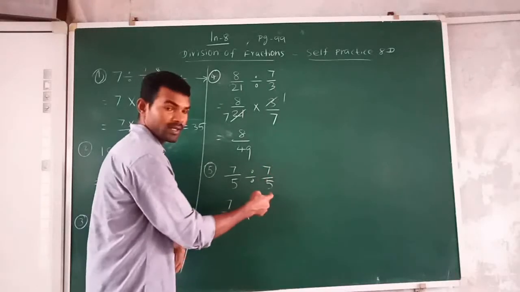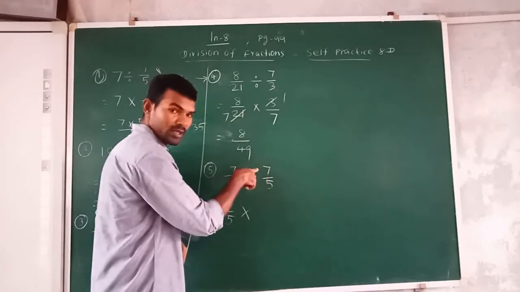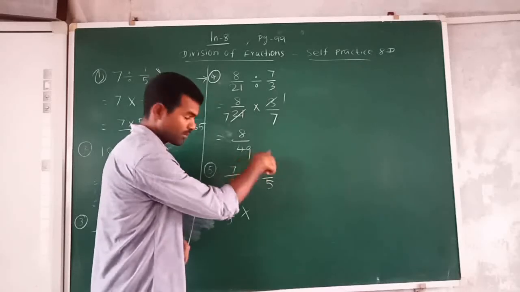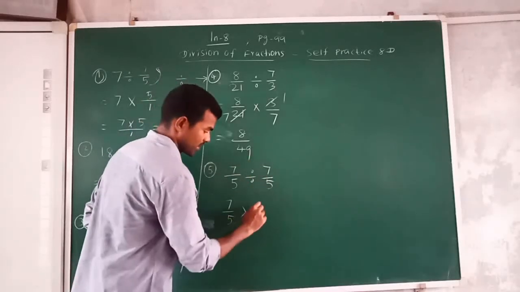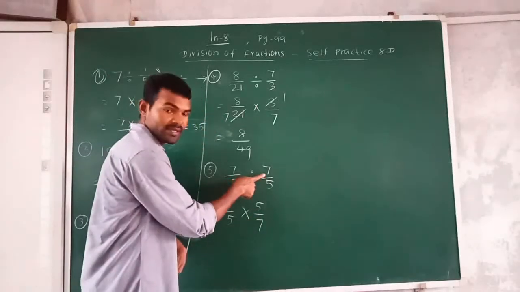Okay, change the symbol. Change the numbers. The denominator goes to the numerator and the numerator comes to the denominator. So that is 5 by 7. So the reciprocal for this number is this one.